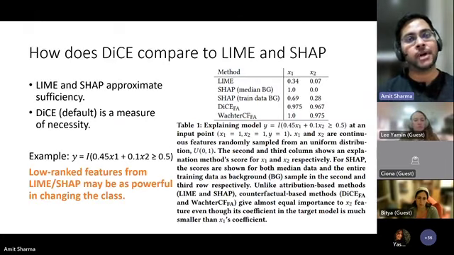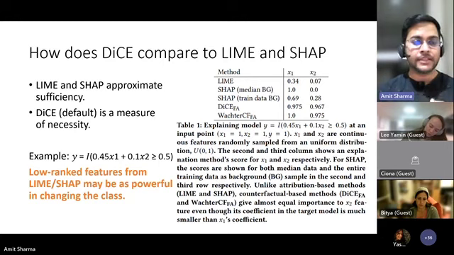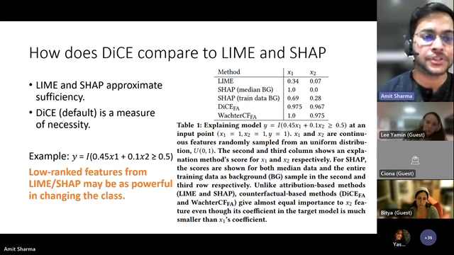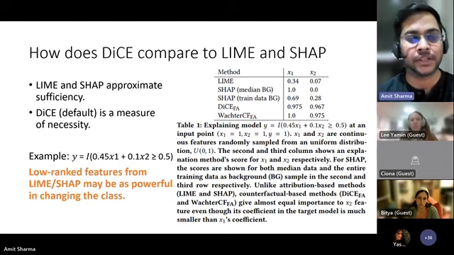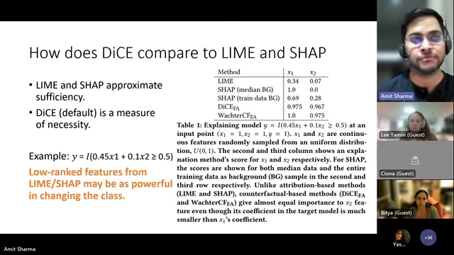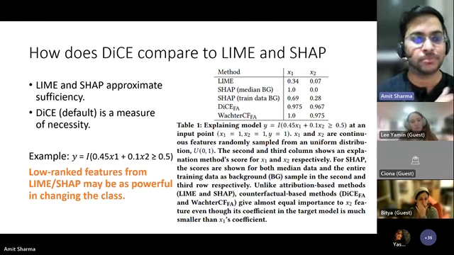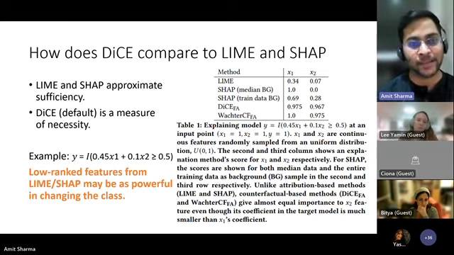Another interesting thing that came out, which is really getting into the real conceptual difference between counterfactuals and feature explanations, is that counterfactuals are interesting because even the low-ranked features from LIME or SHAP may be as powerful in changing the class, right? So it might be a folly to ignore the features that are low-ranked by LIME or SHAP. To make this point, just bear with me with a very toy example.